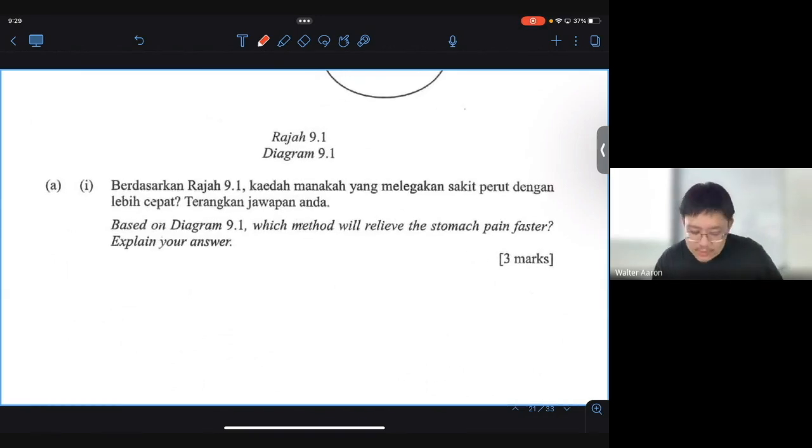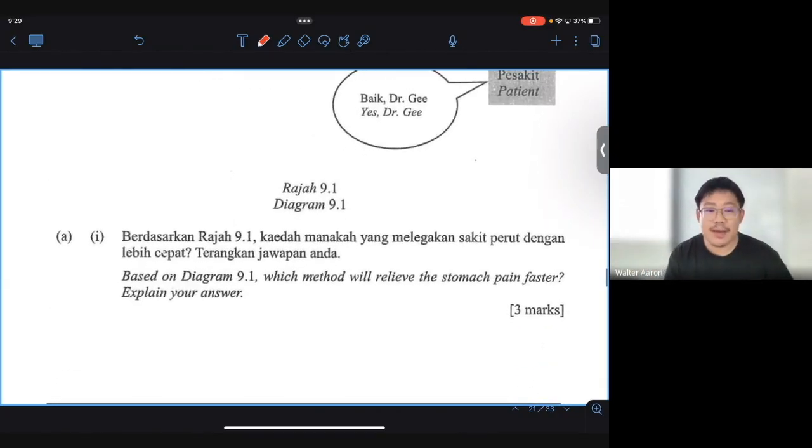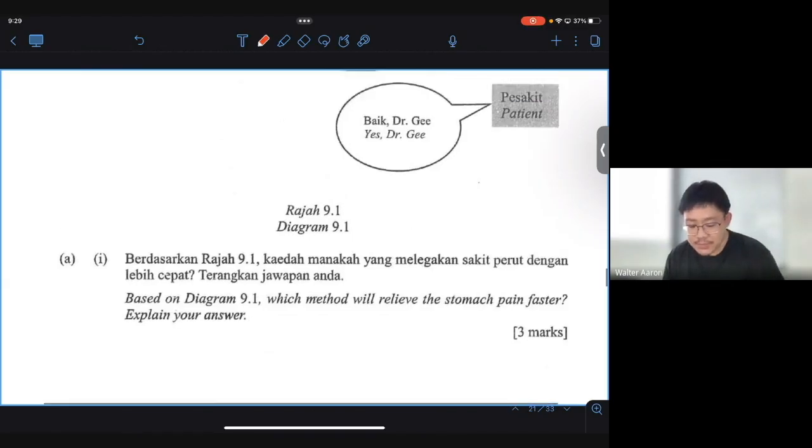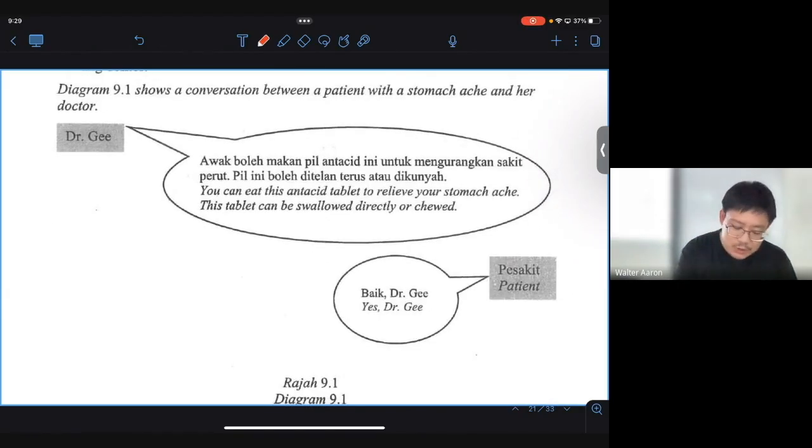They will ask the question: based on diagram 9.1, which method will relieve the stomach pain faster? Explain your answer. All right, this is not so much about medication, but rate of reaction. You see, they actually mentioned very specifically, it can be swallowed directly or chewed. So if you swallow it directly, it's a whole tablet.